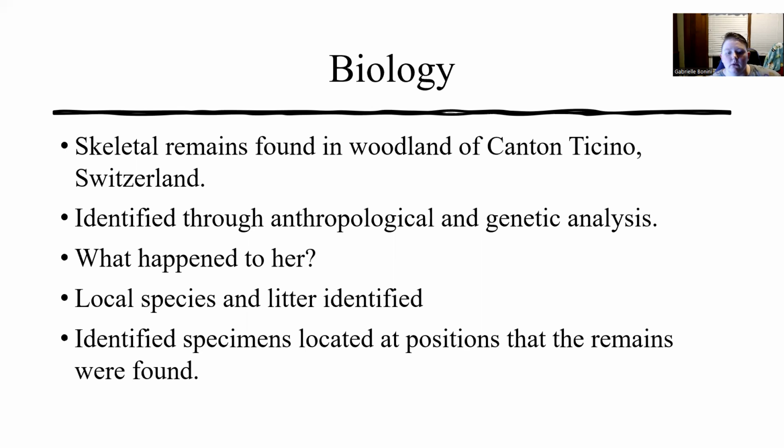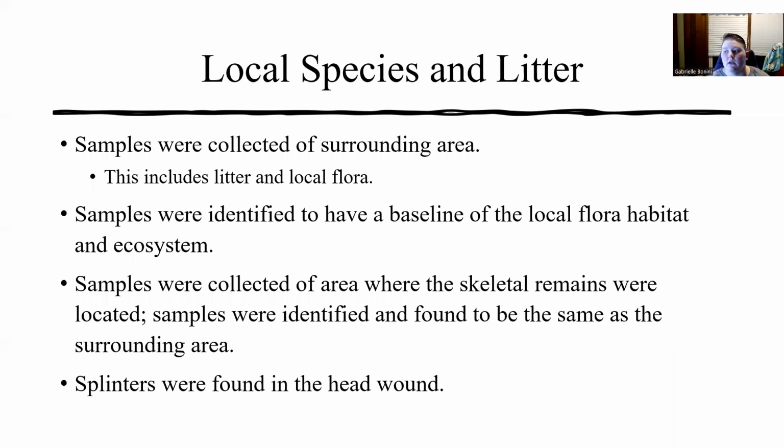So biology in general revolves around identification of the individual, who was a young woman who had met a young man several hours previous, and then it relates to the botany information, which was what had happened to her. Had she been placed there, or was she murdered there? What in general happened? And this was done with samples that were collected of the local flora in the surrounding area, including the litter. And then there were samples taken of where the skeletal remains were found, including the litter and the plants and the flora.